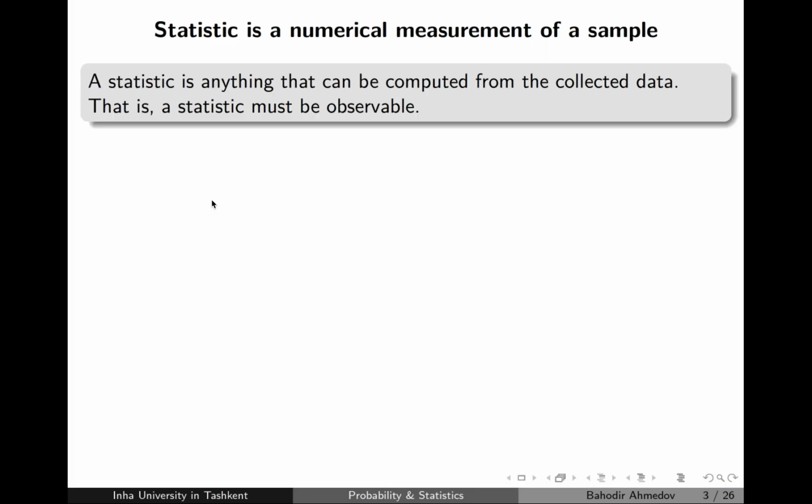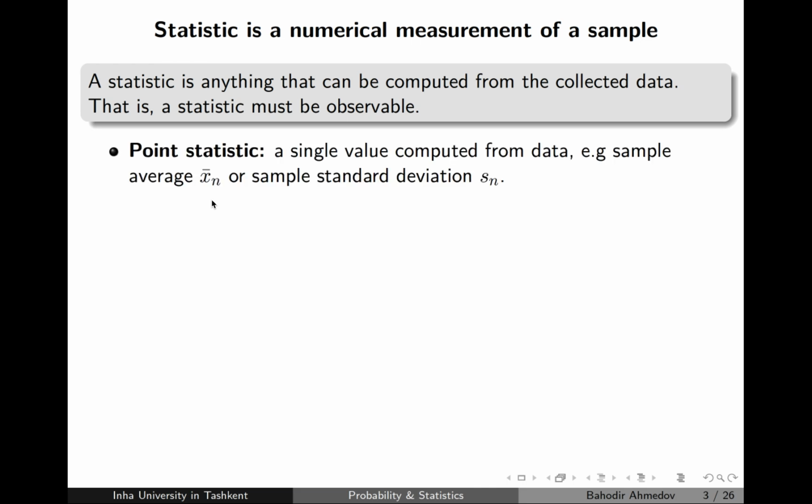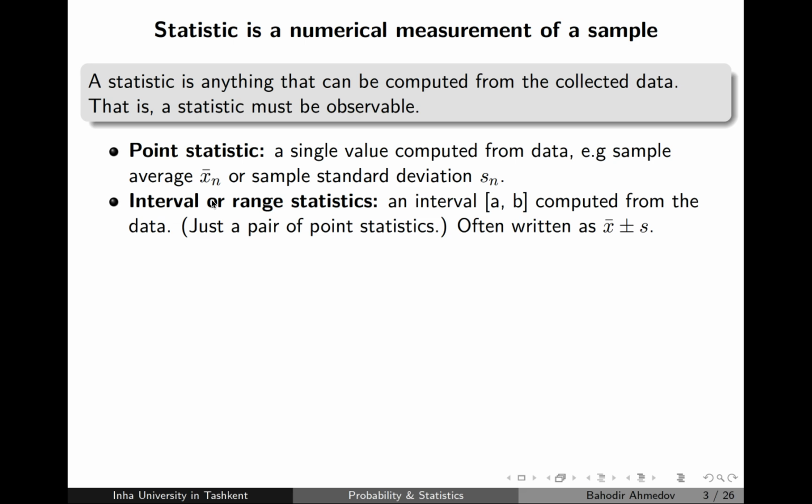So first of all, let's define what a statistic is. A statistic is a numerical measurement obtained from the sample, obtained from the data. For example, if we collect the data, calculating its mean or the standard deviation is going to be called the statistic, or the point statistic. And if we get some intervals from the statistic, for example, x bar plus or minus the standard deviation, it's going to be the interval statistic or the range statistic.